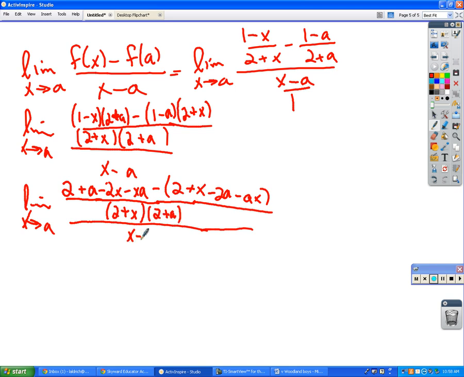Okay? And then that's all over x minus a over 1. Okay? So, since the negative carries through here, 2's cancel.